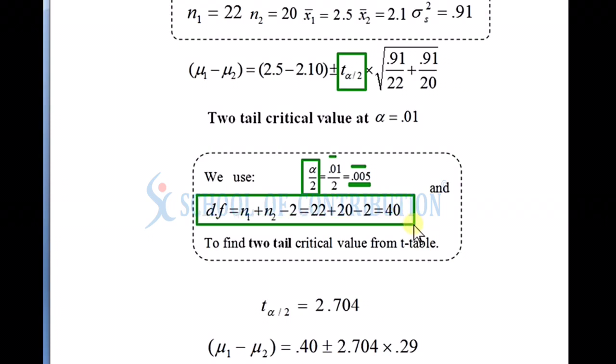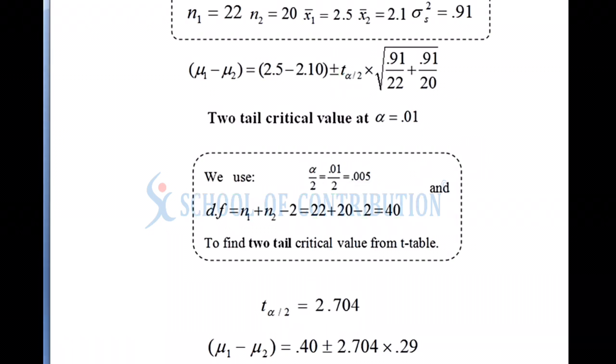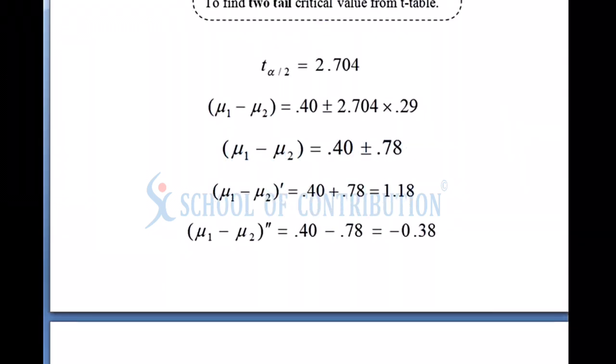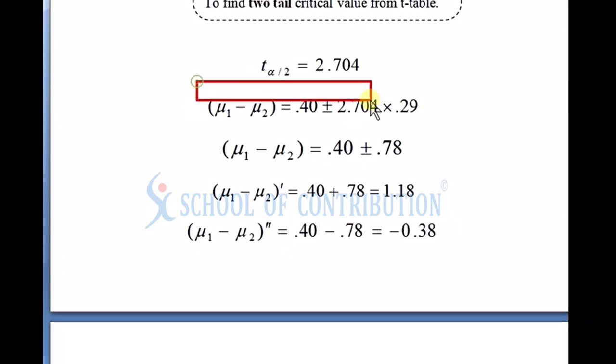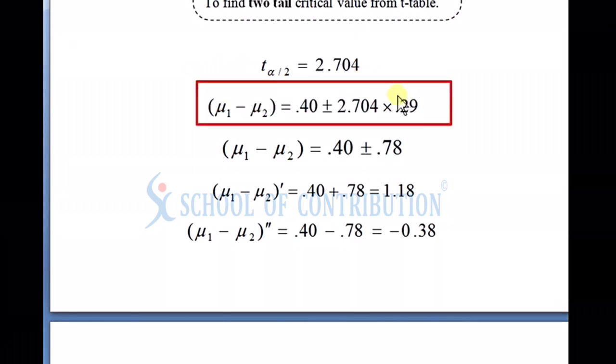Our degrees of freedom is n1 plus n2 minus 2. The value of n1 is 22, n2 is 20, minus 2 means 40. Now if we combine these two pieces of information in the t table, ultimately we get the total critical value equal to 2.704. So now we substitute 2.704 in the formula. This is our simplified calculation, and this is the value of the combined standard deviation, 0.29, and we put 2.70 over here, and the difference between 2.5 and 2.1 is simply 0.40.